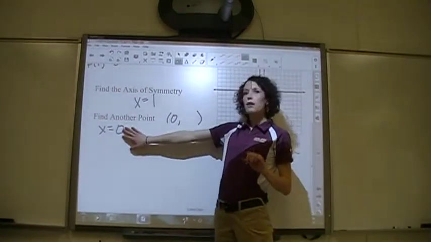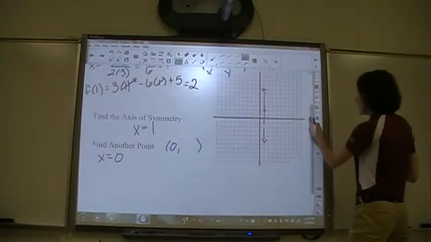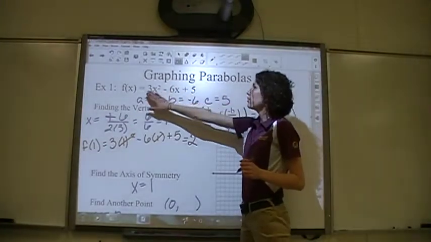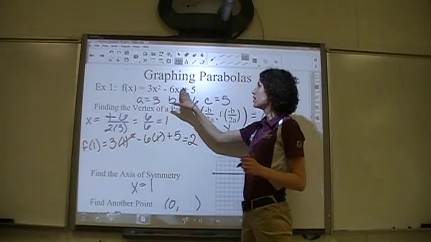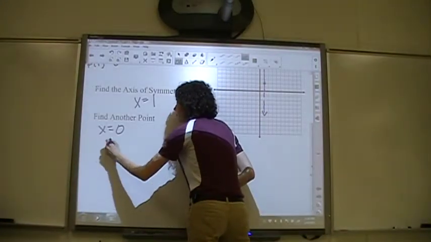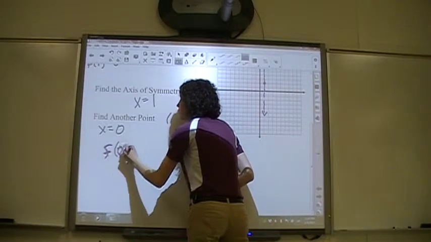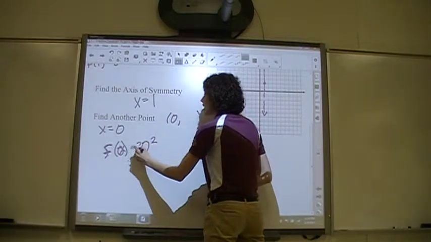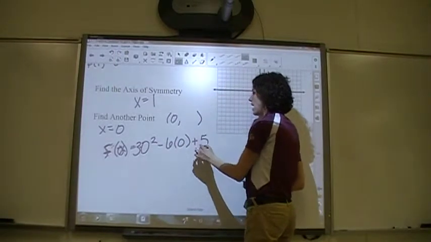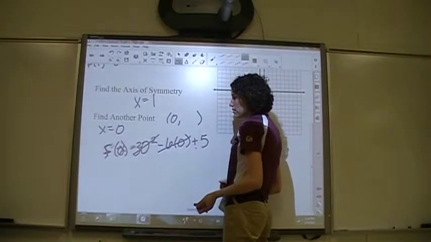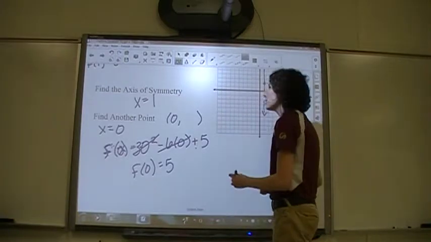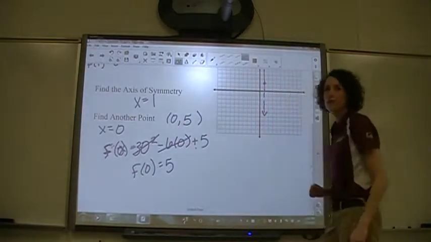So I need to plug 0 back into my original function. If I plug 0 in here, you have 3 times 0 minus 6 times 0 plus 5. So let me write that out. f of 0 is 3 times 0 squared, minus 6 times 0, and then plus 5. These just both give me 0. So that means my f of 0 equals 5. So that means I have the point (0, 5).